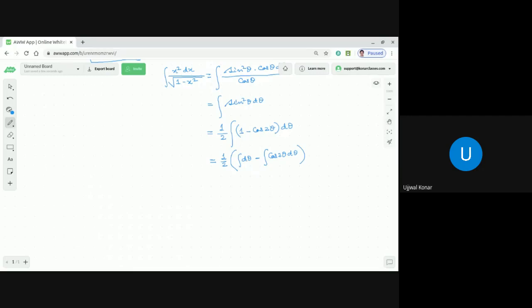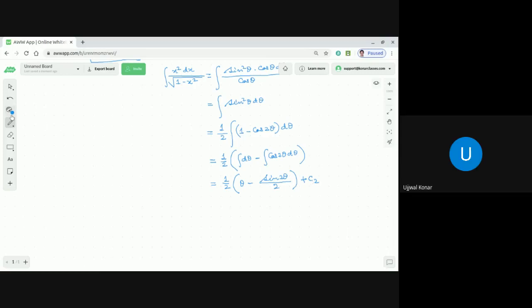So then what do we get from here? This is equal to 1 by 2 integration of d theta, which is theta. Now tell me what will be the integration of cos 2 theta? Sagnik? Integration of cos 2 theta, that is equal to cos theta plus cos theta sine theta? No, not at all. Sine 2 theta by 2. Correct, and you can add another integrating constant, suppose C2.